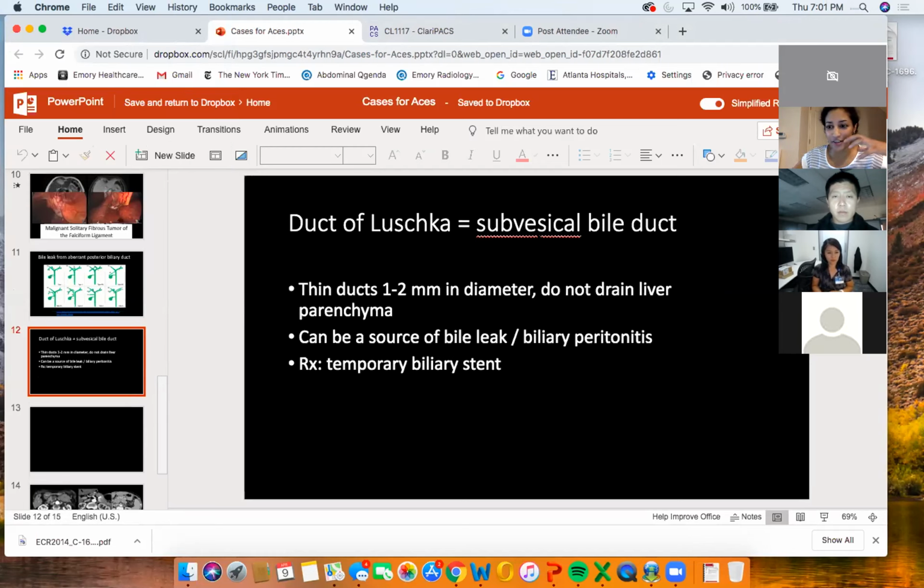A lot of them are just tiny little ducts or blind ending ducts. They don't serve that much of a purpose, but they can start leaking if you resect the gallbladder away from the liver. And so they can be a source of bile leak and peritonitis. They usually resolve if you just put a biliary stent in place.